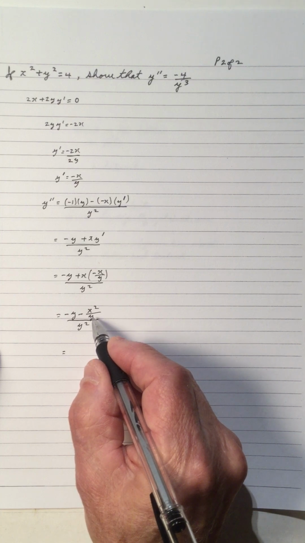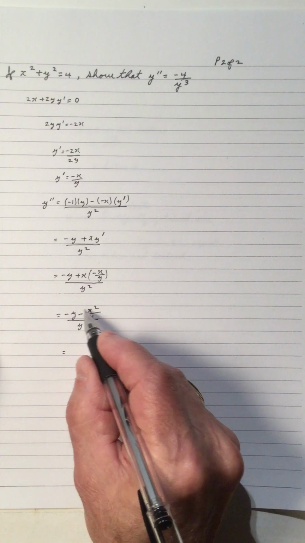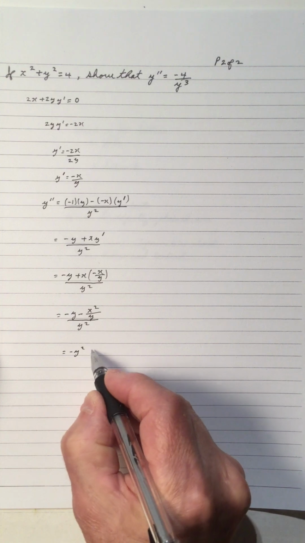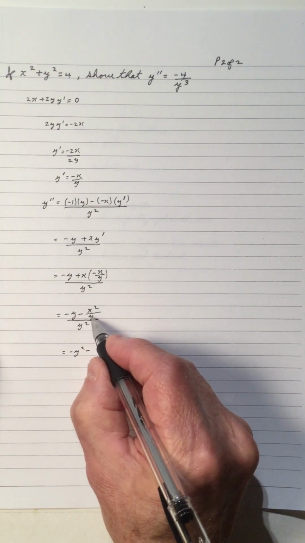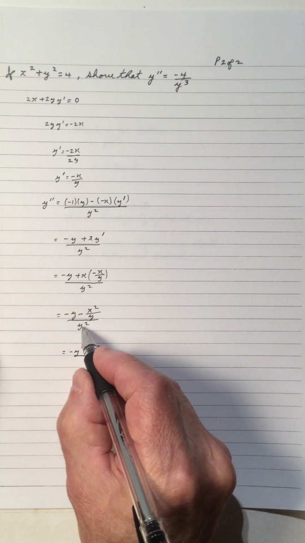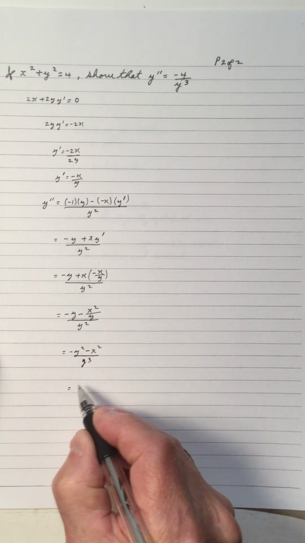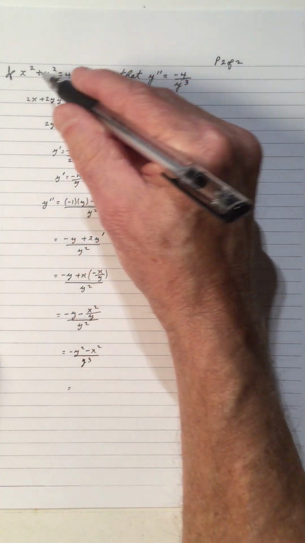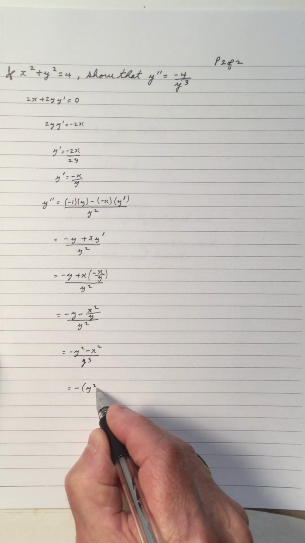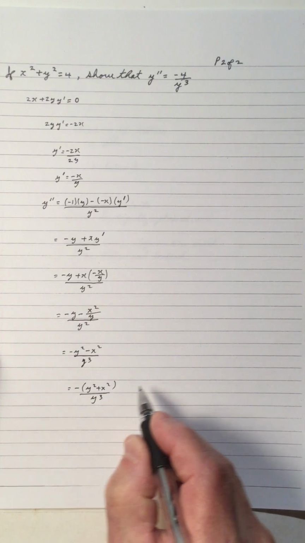I'll do it two ways. First, I'm going to do the easy way. I'm going to multiply each term of this expression by y. So negative y times y is negative y squared. And x squared over y times y, the y's cancel, and I get x squared. And y times y squared is y cubed. Taking a negative out, we get negative y squared plus x squared over y cubed.